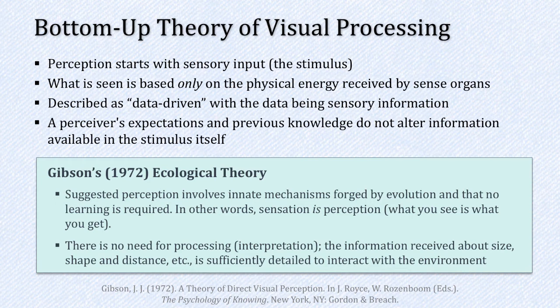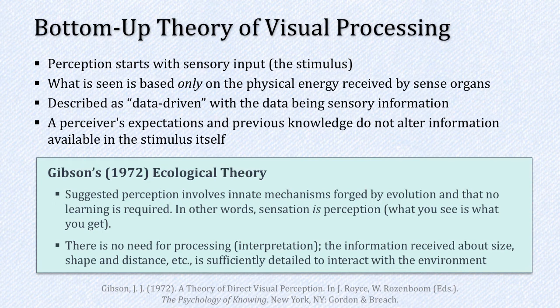Bottom-up theories have been described as data-driven, with the data that's actually doing the driving being the sensory information coming in through the eyes. Importantly, according to bottom-up theories, a perceiver's expectations and previous knowledge do not alter information available in the stimulus itself. One of the biggest proponents of bottom-up theories of visual processing was Gibson, with his ecological theory.